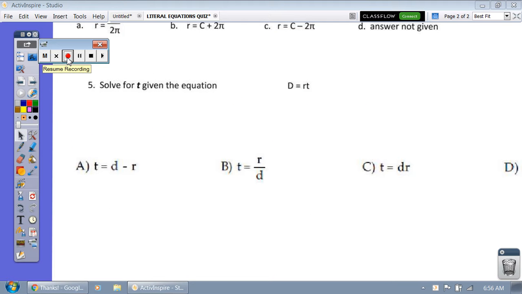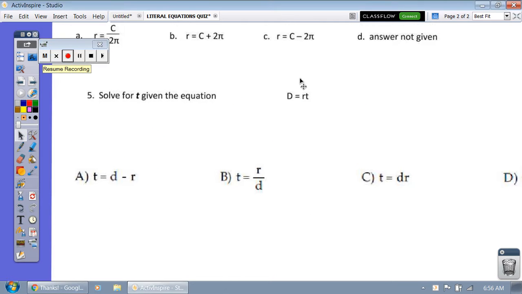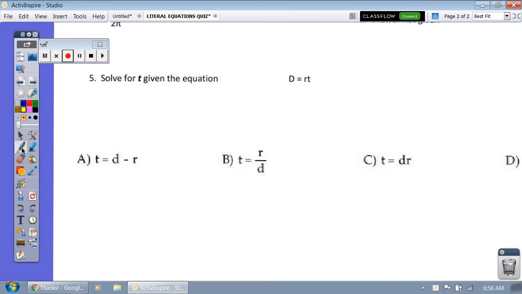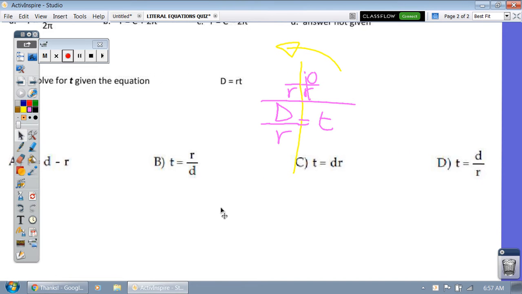Question 5, solve for t. T is on the right, so we need to move everything to the left. This is r times t, so to move r, you have to do the opposite of multiplying, which would be to divide. So we divide here, and you'd be left with d divided by r would equal t. D divided by r equals t. And it looks like our answer is going to be D, right here.